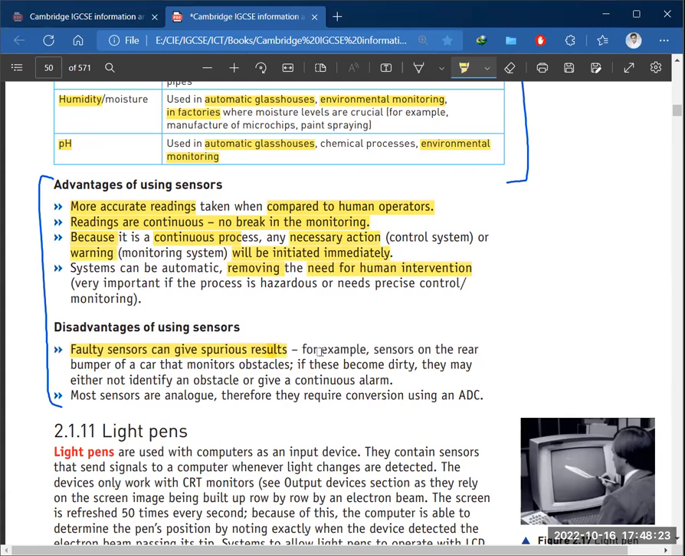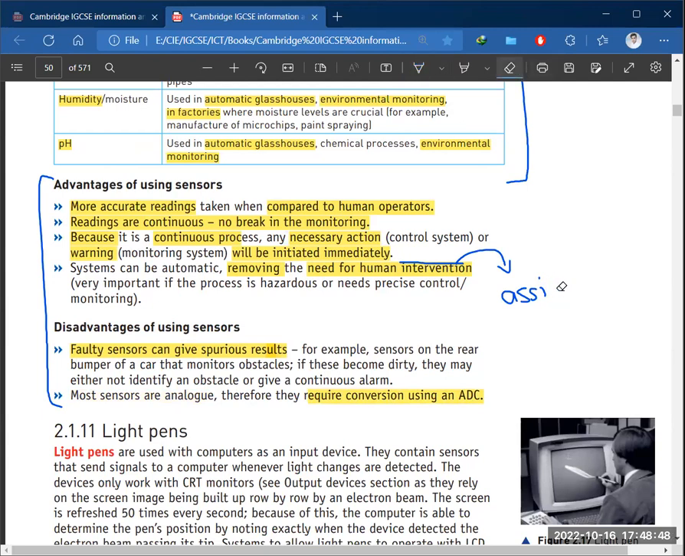Disadvantages of using sensors. Faulty sensors can give spurious results. For example, sensors on the rear bumper of a car that monitor obstacles. If these become dirty, they may either not identify an obstacle or give a continuous alarm. Most sensors are analog, therefore they require conversion using an ADC.